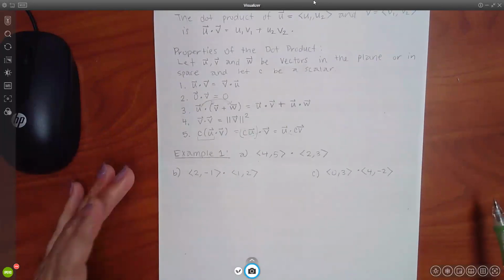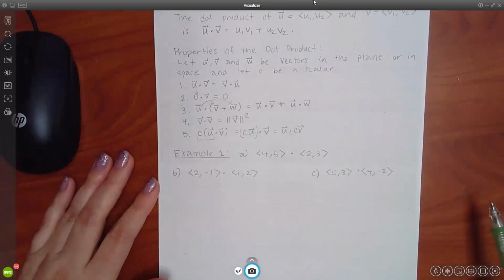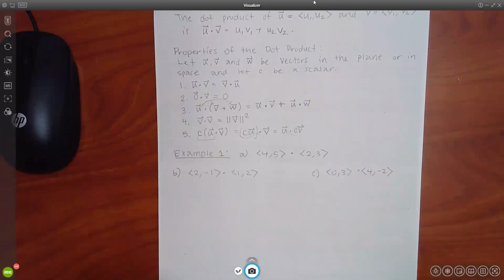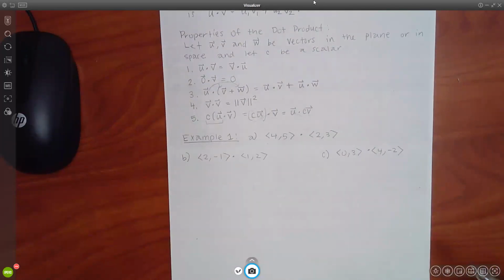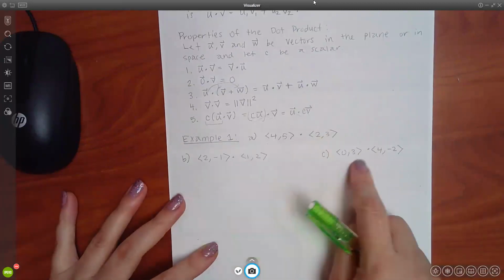I guess after doing 10 million of them, they're like, hey, wait a minute. It didn't matter if I did it this way or this way, okay? So let's go to our problems. And it wants us to find the dot product of all three of these.